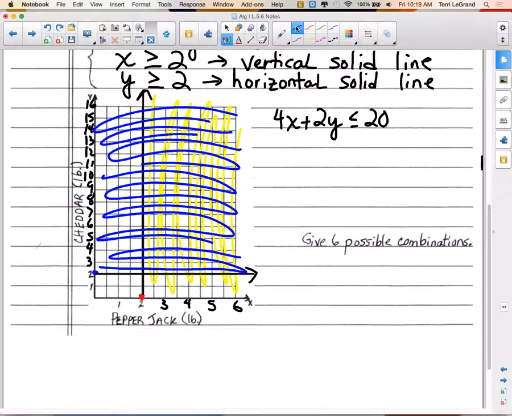Okay, and then the last thing we have to do is get this one into slope-intercept form. So go, get that done. You can do it.